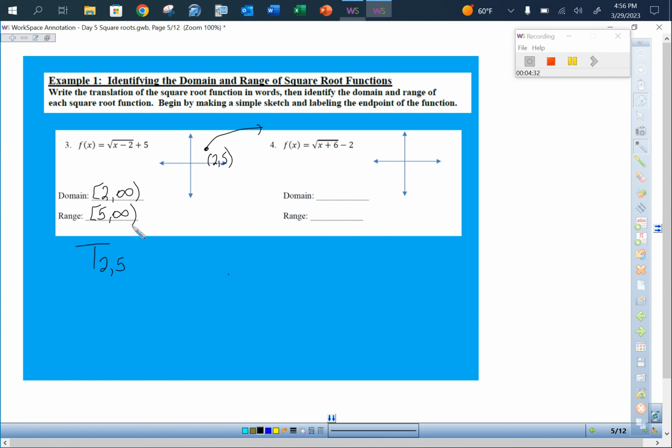My number 4, how's it going to be translated? There's a positive 6, so it's going to go 6 left, 2 down. 6 left, 2 down. Label that point. Sketch your graph. The domain, I'm starting at -6 going to the right forever. My range, which is the y values, the up and down, I'm starting at -2, and I'm going up forever. So there's my first 4.